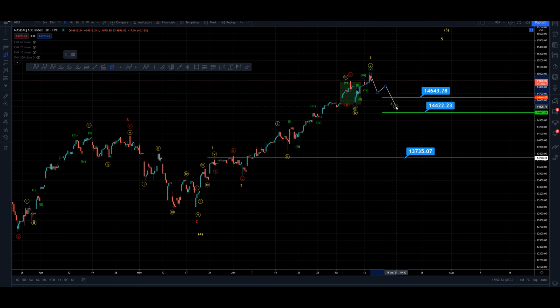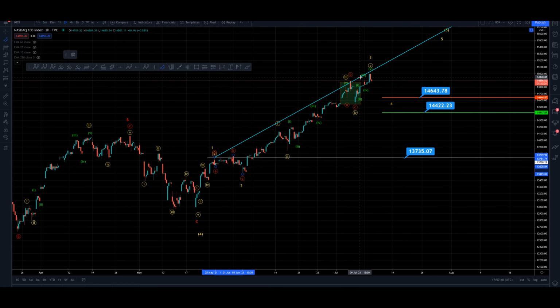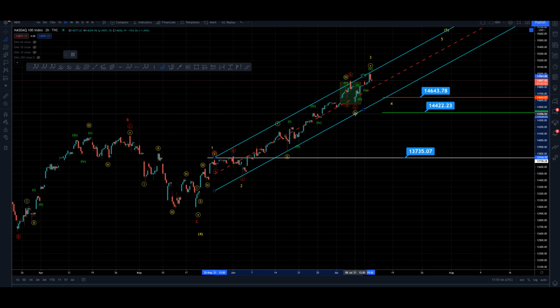So a zigzag would be the most likely correction. So let's just try and channel this for a moment from our 1. Now that we are assuming we've got a 3, we're jumping the gun a little bit, but that puts the 23.6 at the edge of the channel here. It doesn't have to stay within the channel. It can break out and we can adjust once it's completed.